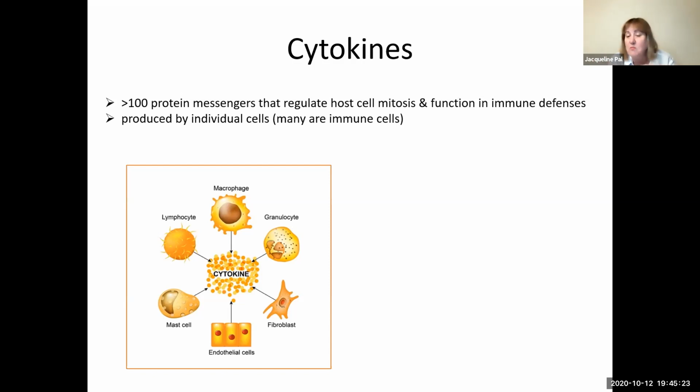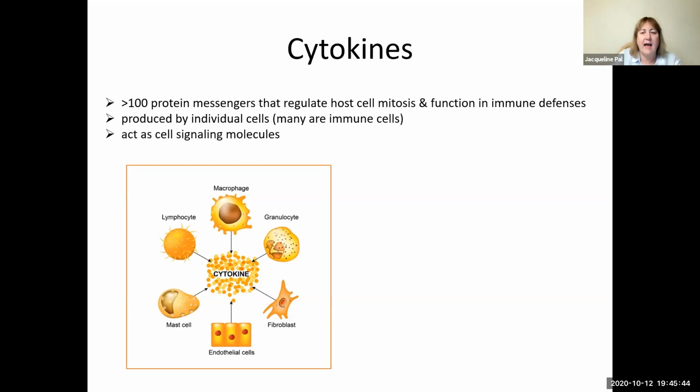So cells you've heard about before: monocytes, macrophages, lymphocytes, granulocytes, mast cells, even endothelial cells in your blood vessels, and fibroblasts in the tissue. So cytokines can be released from these immune cells. It also can be released when, for instance, there's a site of injury and some tissue is damaged.